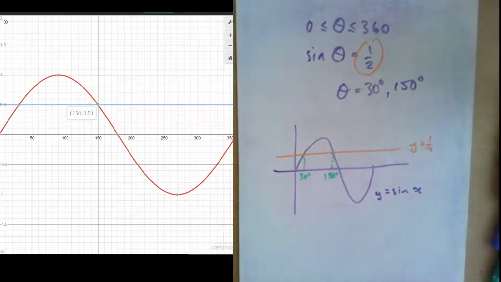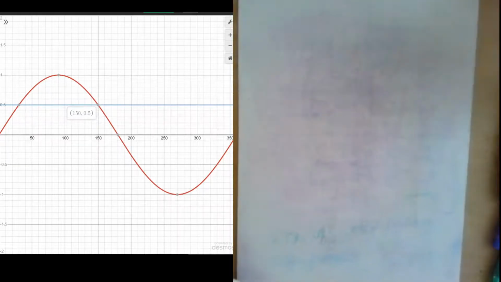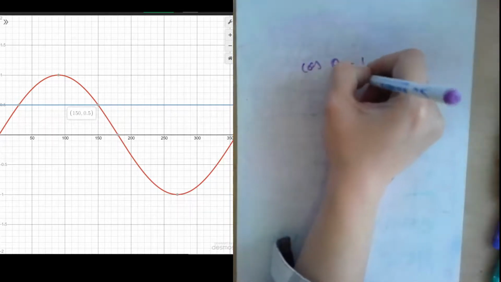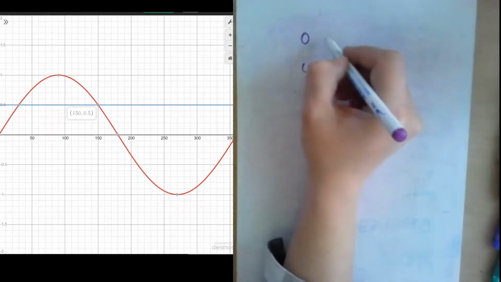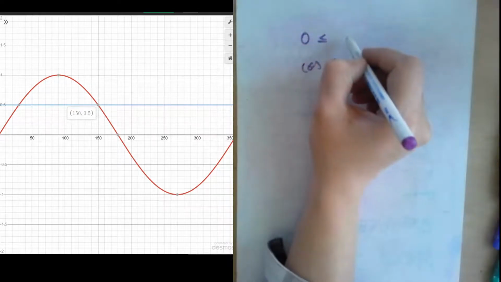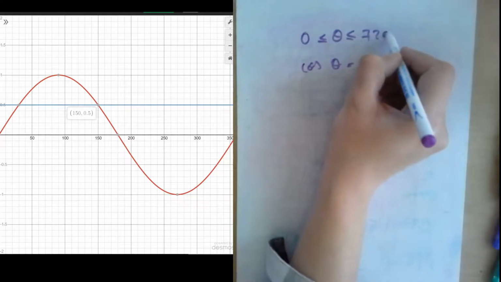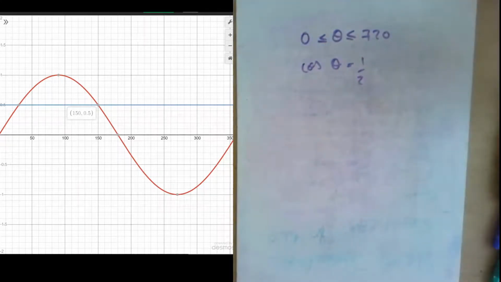Okay, hopefully that makes sense. And then all you need to do for any of these, so if I did have another one where I asked you the question where I said cosine theta equals a half, and I know the angle is between 0 and 720, what would you do?